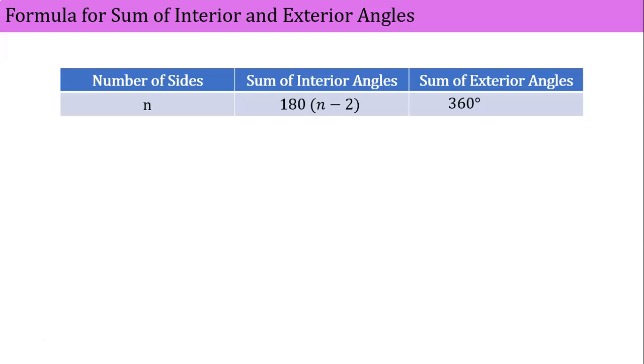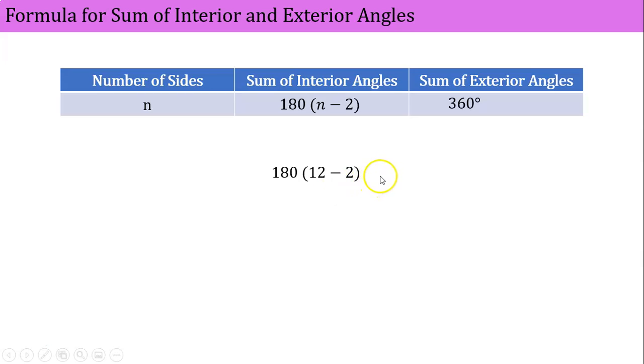Let me demonstrate how it works. So let's say that I wanted to find the sum of the interior angles of a dodecagon. A dodecagon has 12 sides, so I'm going to plug in 12 for n. Again, n represents the number of sides. So dodecagon, 12 sides, that n became a 12.